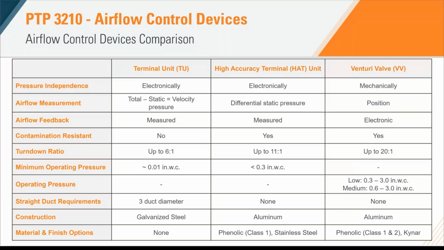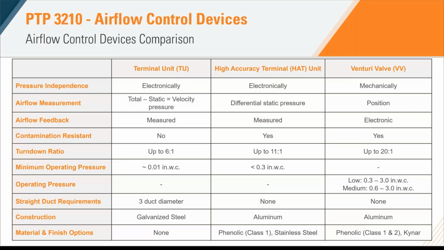We'll typically see the minimum operating pressure for a high accuracy terminal unit operating a bit higher compared to the terminal unit at a 0.3. But again, that's 0.3 inches of static at the minimum operating pressure at the maximum airflow that the valve can do. So if we're looking for this valve to operate between the 40 to 60% range, a high accuracy terminal unit will often operate at 0.1 to 0.2 inches of static.